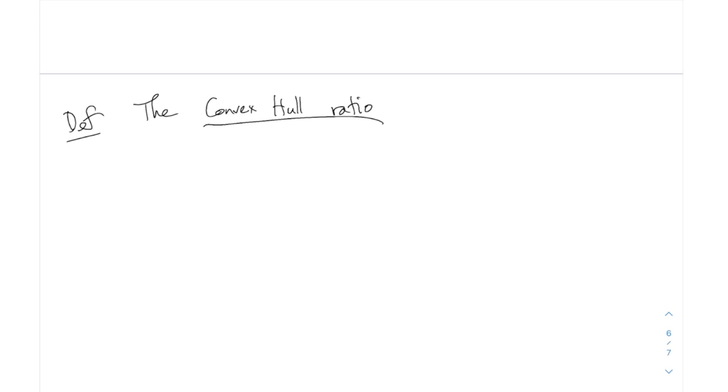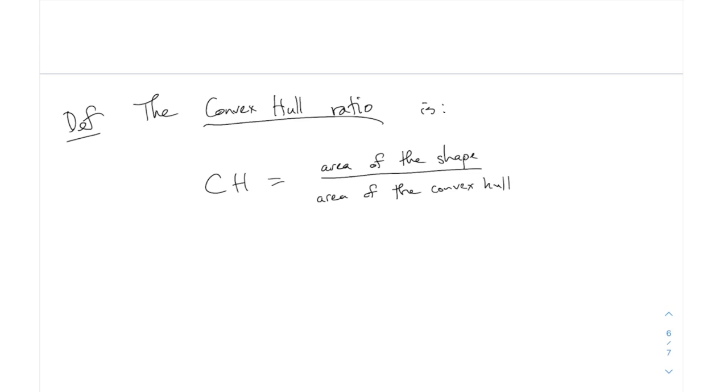The convex hull ratio, I'm usually going to write this as CH for convex hull, is a ratio, so it's a fraction, which, like I said, you can usually write as a percentage if you want to. Anyway, it's the area of the shape divided by the area of the convex hull. That's how we do it. You take the area of each of these shapes and you make that fraction: the area of the original shape divided by the area of the convex hull.